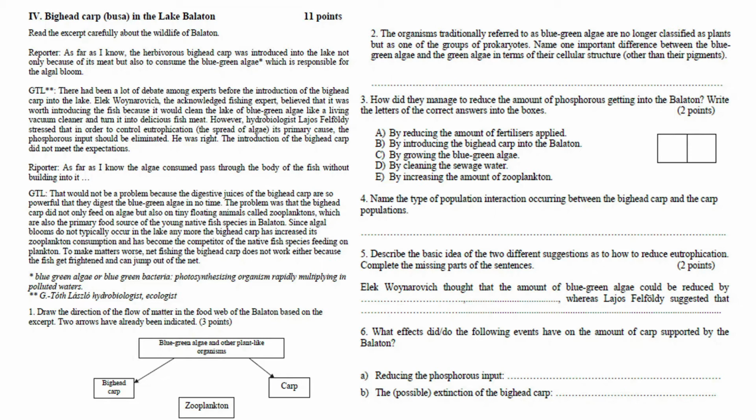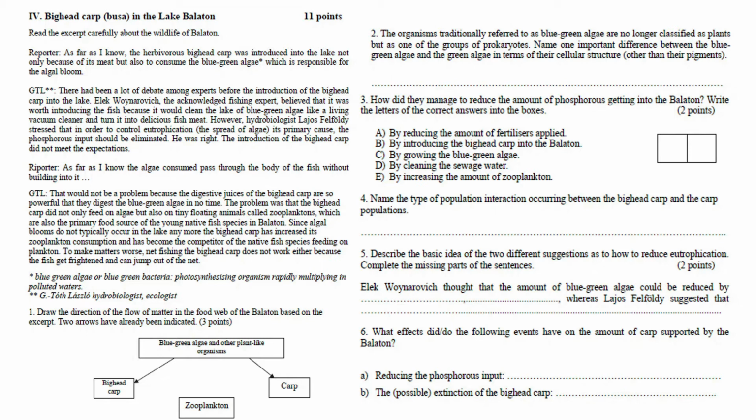The reporter: As far as I know, the algae consumed passed through the body of the fish without building into it. The answer: That would not be a problem because the digestive juices of the big head carp are so powerful that they digest the blue-green algae in no time. The problem was that the big head carp did not only feed on algae but also on tiny floating animals called zooplanktons, which are also the primary food source of the young native fish species in Balaton.